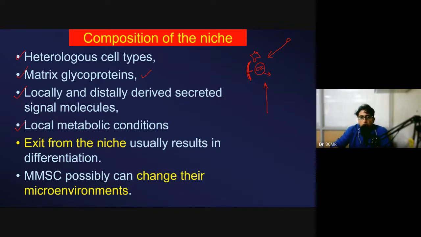And what may also influence is the local metabolic conditions. Usually the stem cells or cancer stem cells, or at least the adult stem cells, are in a low metabolic condition compared to the surroundings.